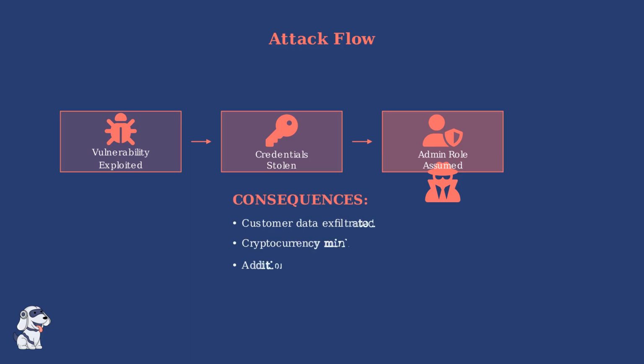The consequences are severe. The attacker exfiltrates sensitive customer data, deploys cryptocurrency mining software, installs additional backdoors for persistent access, and triggers multiple compliance violations. This breach was entirely preventable. The root cause was IAM misconfiguration, specifically, the violation of the principle of least privilege and inadequate security monitoring.